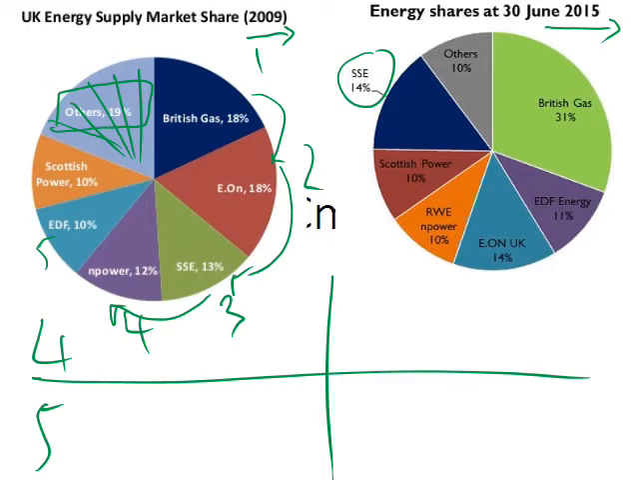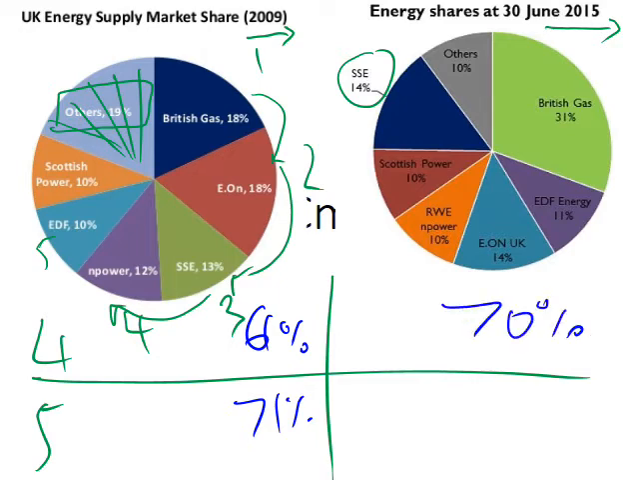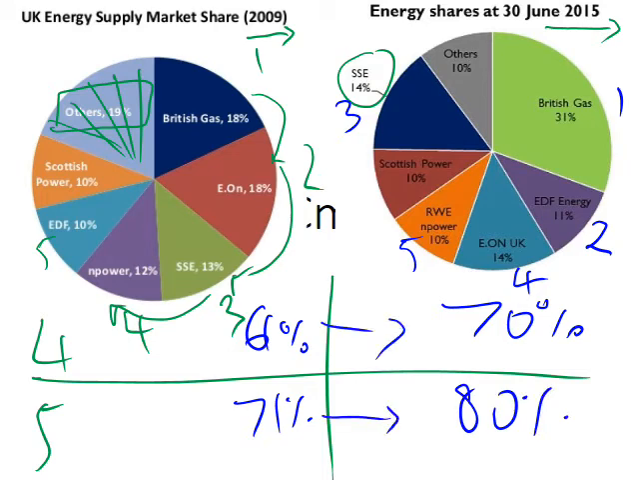So if my maths is correct, I think we've got 61% for the 4 firm, and then we add the 10%, 71 for the 5 firm, and then over time we end up with a 70% market share when we add British Gas, EDF, SSE and E.ON, and then again add one of the others to give us 80%. So what we can see is that over time the market is becoming more concentrated.